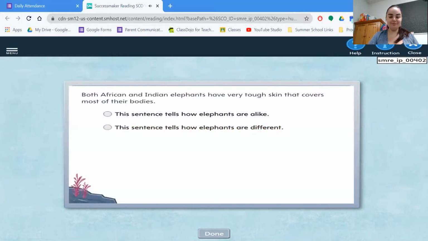Read each sentence, then choose the answer that tells whether the sentence is comparing or contrasting ideas. Both African and Indian elephants have very tough skin that covers most of their bodies. Remember, we're looking for those keywords that tell us whether we are talking about one versus the other, or two of them being the same. The word both helps us understand that we have two things doing the exact same thing. So it is alike. They are comparing. They are not contrasting in this one.